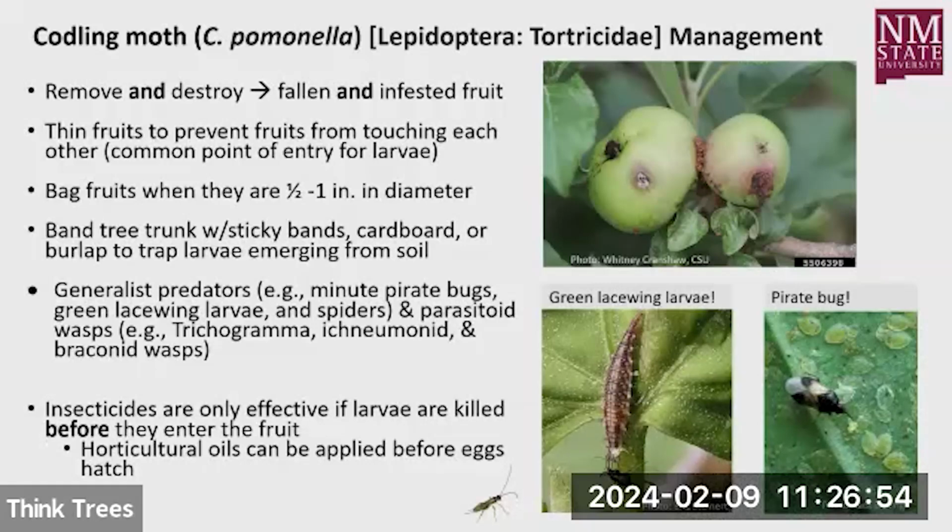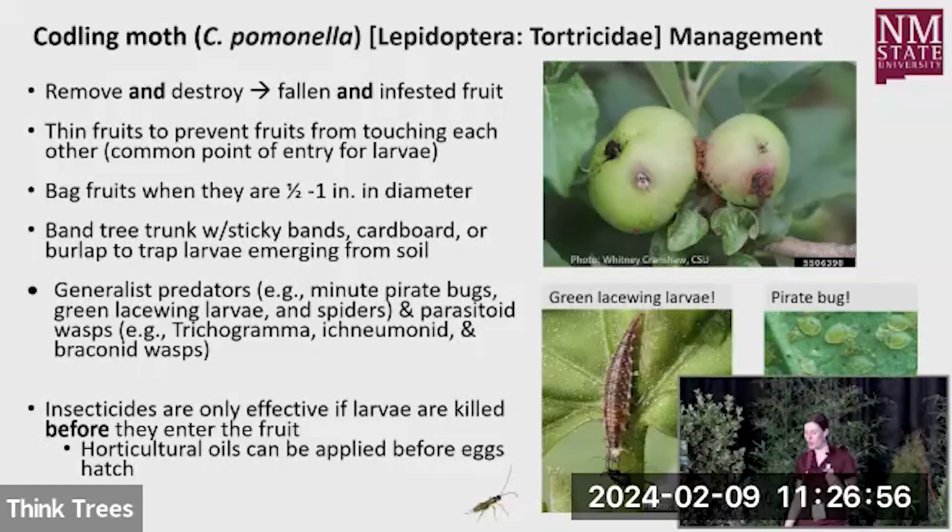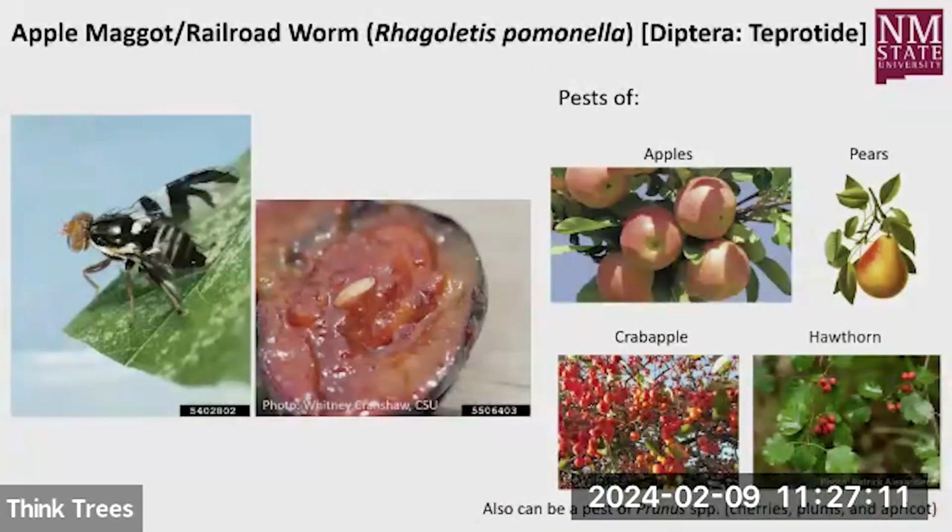And there are insecticides available, but again, like with any insect with trees, you've got to get them before they get inside that fruit or that tree, right? So the insecticides are only preventative before the larvae get inside the fruit. So follow those labels.